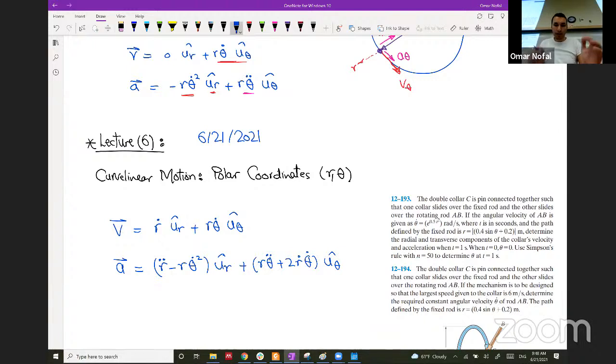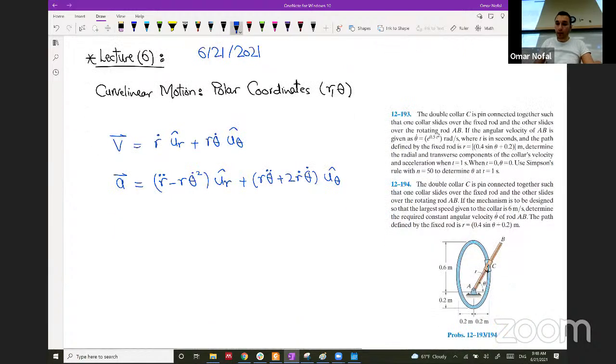You are not required to memorize these equations. They are in the dynamics sheet. What you have to do is go to the dynamics sheet, pick the cylindrical coordinate system, and use these equations. If you want to memorize them, it's your decision. So let's see how we can directly apply these equations to a problem. Let's solve this example.